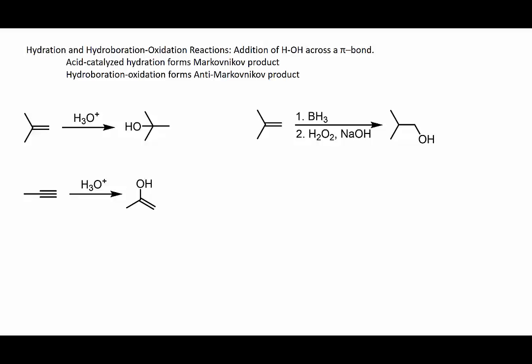So if we apply an acid-catalyzed hydration to our alkyne, we'll see that we will generate the Markovnikov product, where this hydroxyl group is added to the more substituted carbon, this one here. In the case of the hydroboration oxidation, the hydroxyl group is added to the less substituted carbon. There is a catch to this.